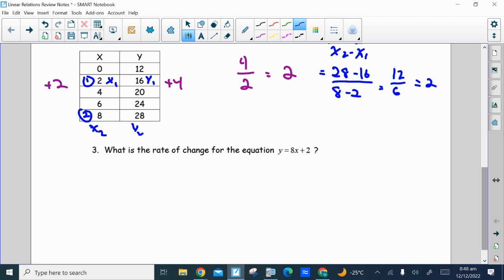Number 3 says, what is the rate of change for that equation? Well, that equation is in slope-intercept form. The slope is 8, the y-intercept is positive 2. But in this case, we don't care about the y-intercept. The rate of change is the slope, and the slope of this line is positive 8. There's no work to do for that. It's in slope-intercept form. You've already got y by itself.